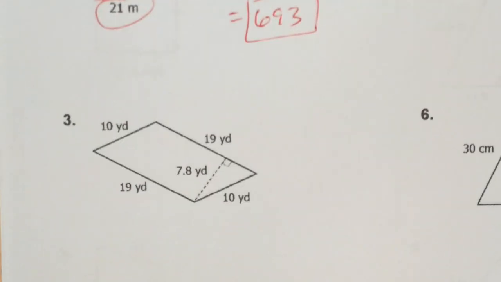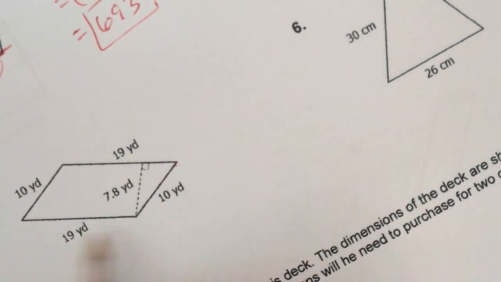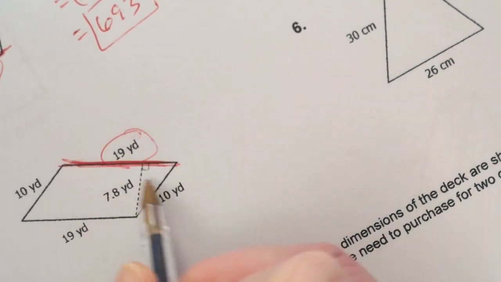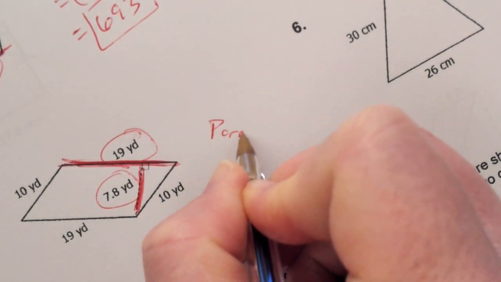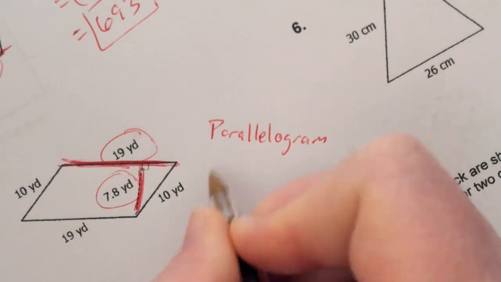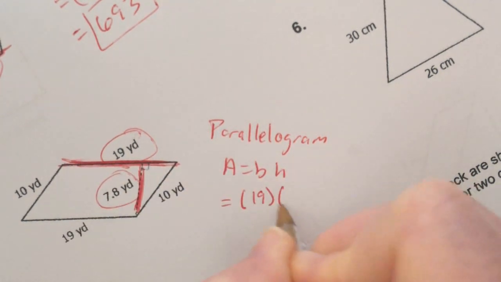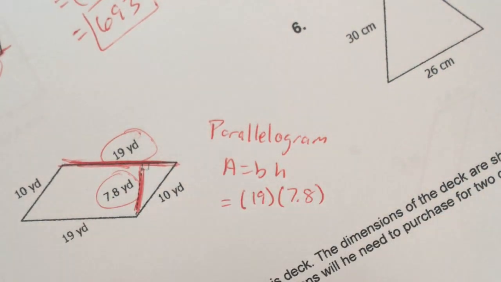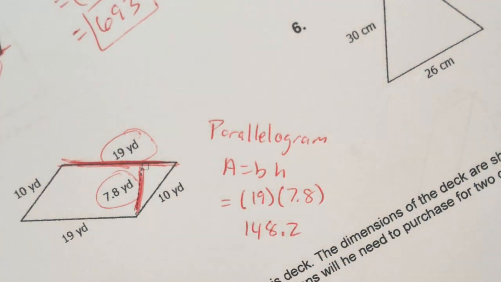All right. Okay, now number 3. Okay, so we want to turn this so that the right angles, so the base and the height are horizontal and vertical to us. So here's the base, here's the height. So this is a parallelogram. Area equals base times height. The base was 19, the height is 7.8. You put that in the calculator, 19 times 7.8. We pop out with 148.2. And there's your final answer.